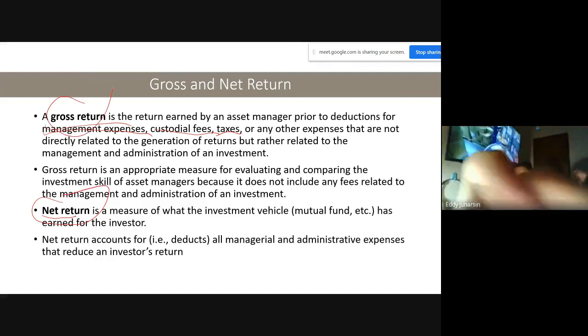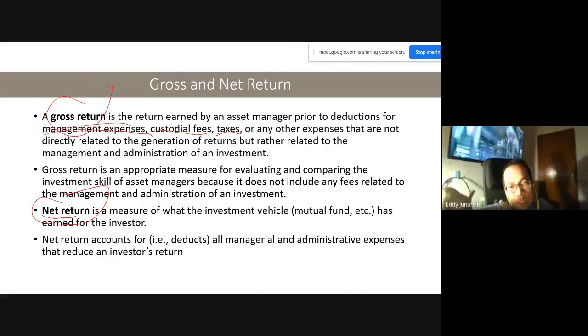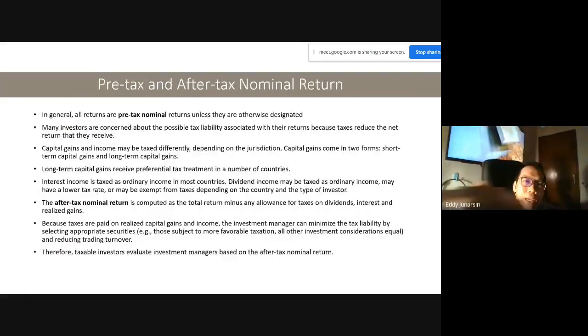Gross return means the raw return. Net return means you cut everything. And then there is pre-tax and after-tax.